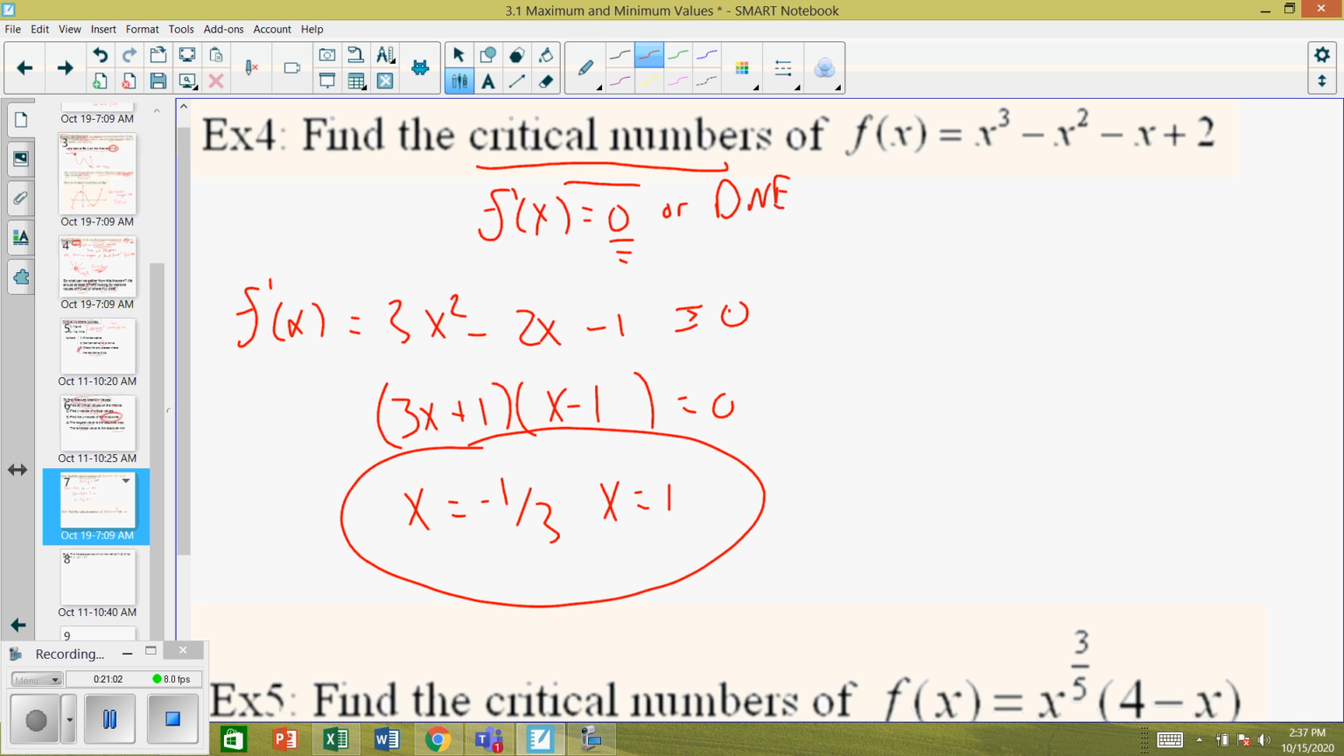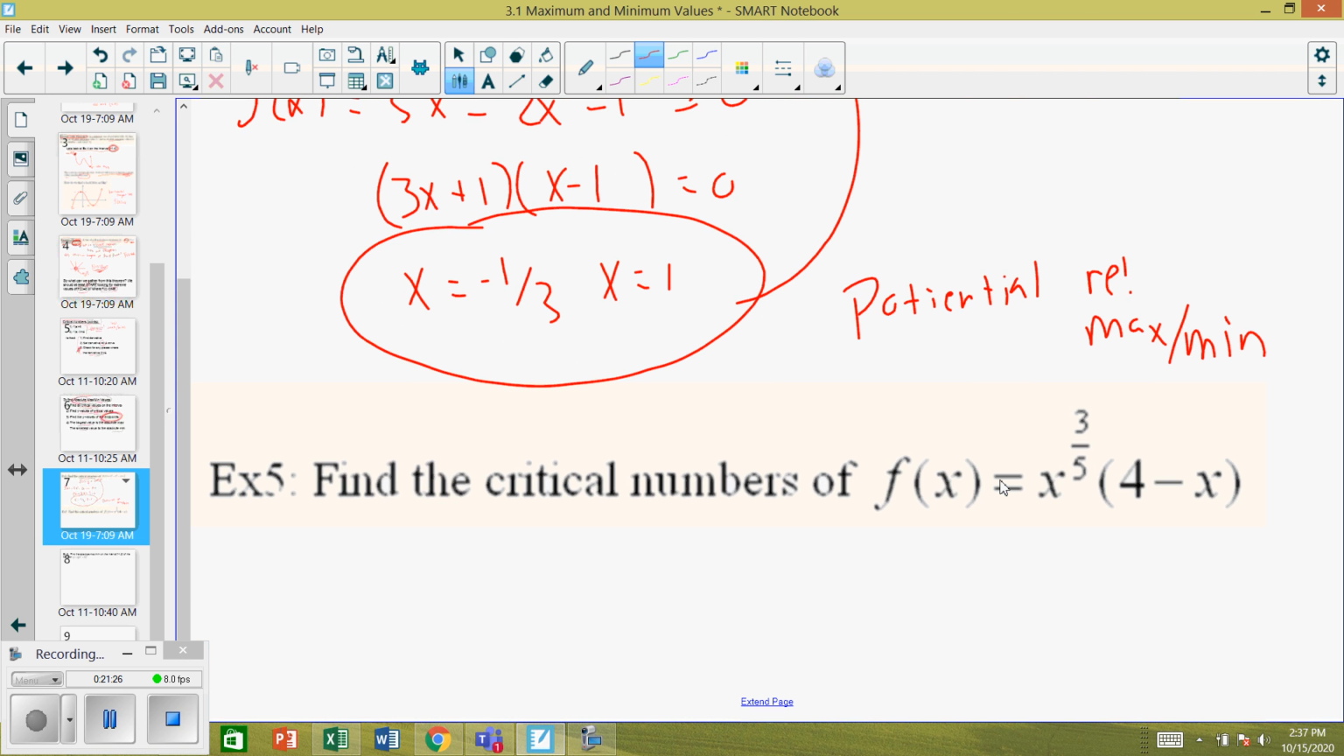So what we just found right here are the critical numbers. And we've done this so many times before. We've just said they were horizontal tangent lines. But ideally, these are potential relative max or mins. We'll have to figure out which is which later on down the road. But right now, we're just practicing finding critical numbers. Okay. So example 5 says, find the critical numbers of this equation.